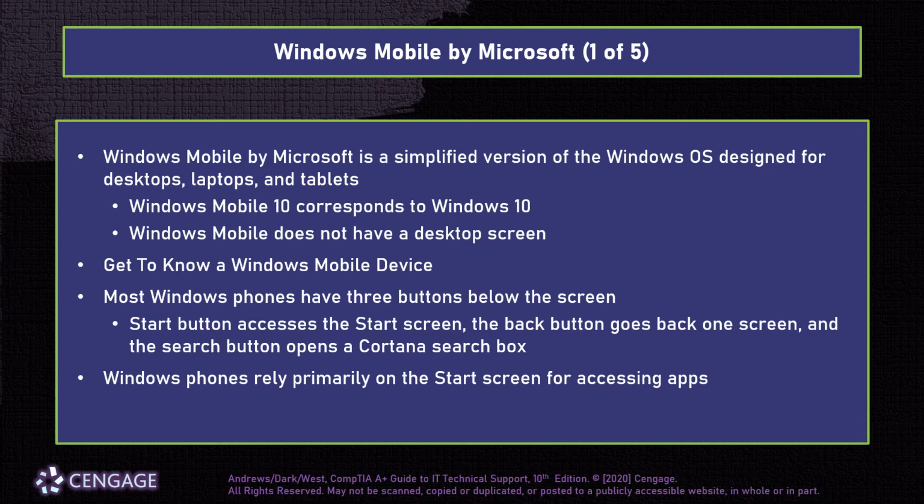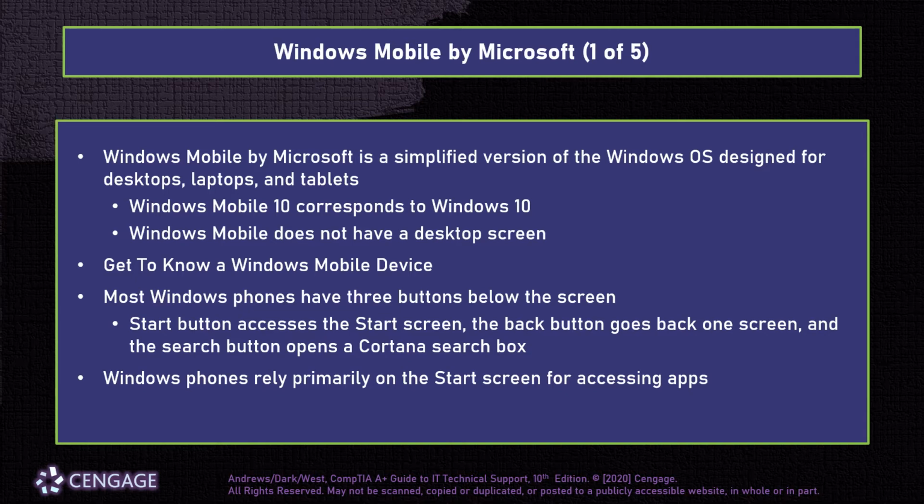Windows Mobile is a simplified version of the Windows 10 OS. It used to be that they would do a completely different design and had interoperability, but now they're trying to make sure that they're essentially the same platform with a different interface. So most Windows phones have 3 buttons below the screen, kind of like we see with Android. The Start button accesses the start screen, and it has the Windows Start logo on it, just like we're used to. The back button goes back 1 screen, and then the search button pops up a Cortana search box. Of course, Cortana is the voice assistant that we use for Windows devices, named after the AI from the video game series Halo.